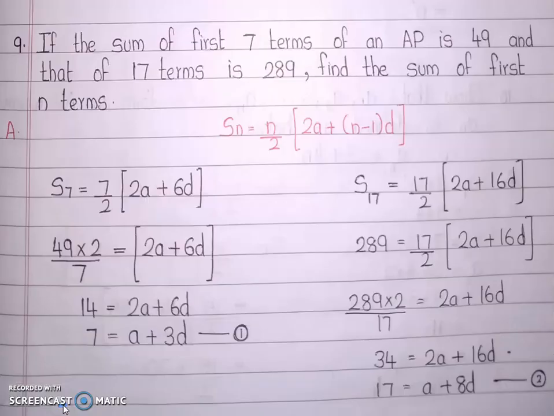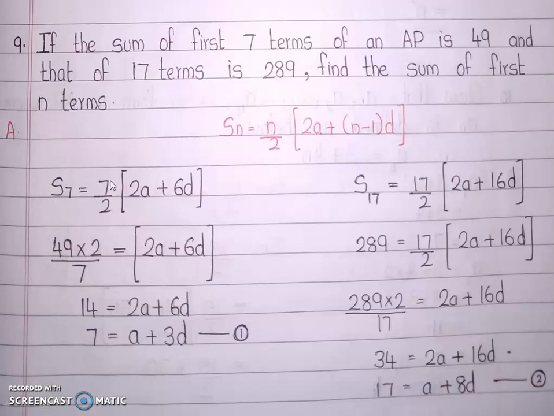Going to the ninth question. If the sum of first 7 terms, what is given? S7 is given, of an AP is 49 and that of 17 terms is 289. So S7 is given, S17 is given. So most probably you will get two equations, right? Because none of the other quantities are given. Find the sum of first n terms. Let's see. So we'll use this formula in such cases.